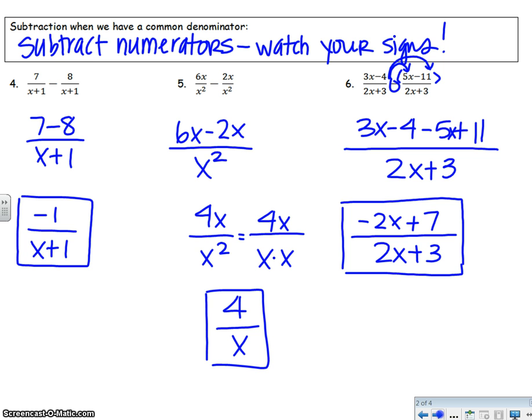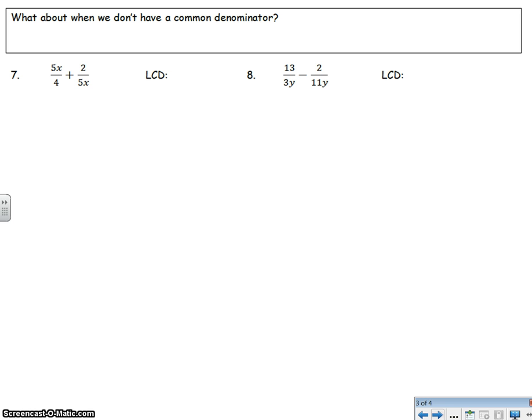Hopefully, these first 6 examples have been pretty simple for you. We're going to go ahead and talk about what happens when we don't have a common denominator. Well, the same thing as when you don't have a common denominator with regular fractions. So we're going to determine our least common denominator, our LCD, and then we'll just multiply in order to get a common denominator.